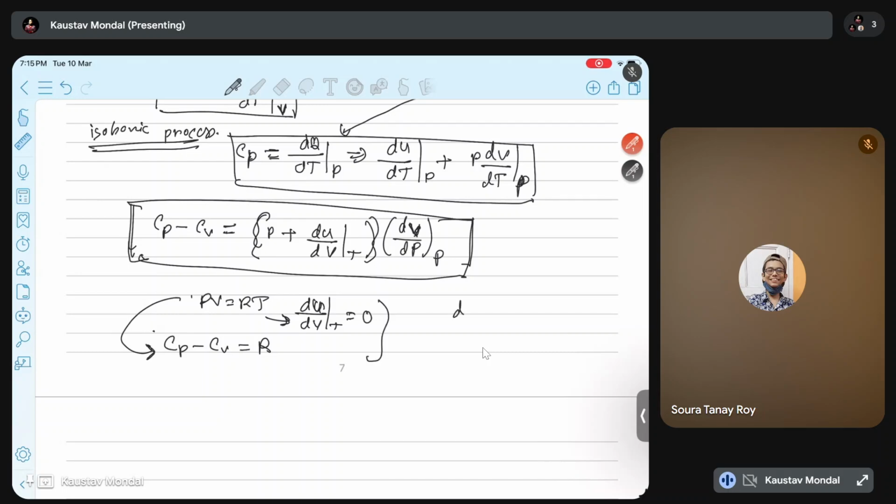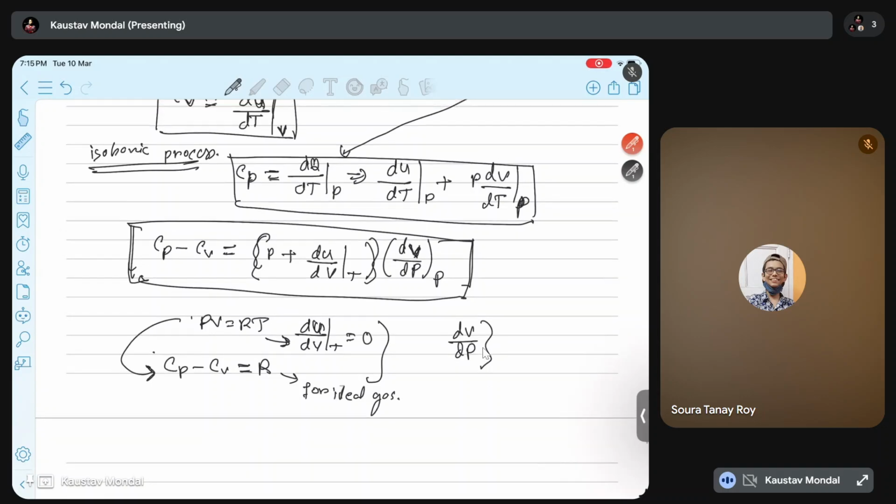For different gases, this dV by dP takes a different form, right? From the particular equation of state for each gas, dV by dP will take a different form, so the difference Cp minus Cv will also take a different form. That's why Cp minus Cv equal to R is very specific to the ideal gas only. For a different gas equation, this relation will take different forms.